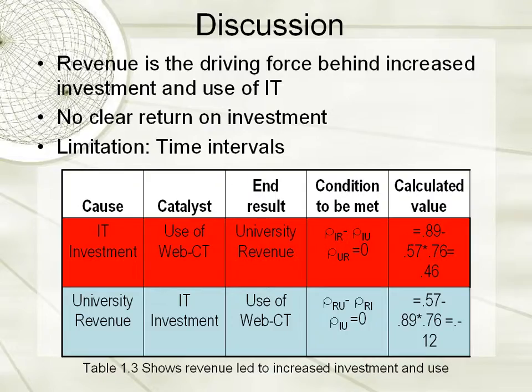The table shows that reduction in cost per patient is the driving force behind increase in investment and use of IT, with a value of -0.12, which is closer to 0 when plugging in the corresponding correlations into the given formula than the other theory.